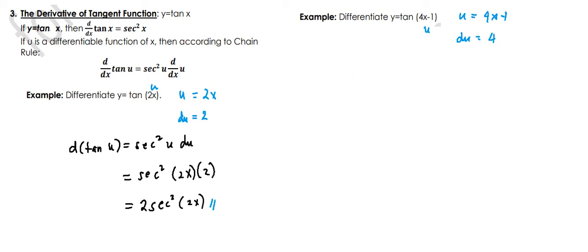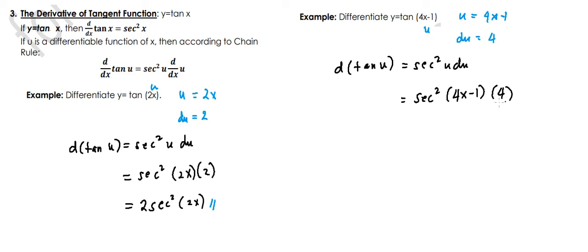Now, let's apply the formula. We have the derivative of tangent u is equal to secant squared u du. So, let's copy the secant squared, and then our u here is 4x minus 1, and our du is 4. So, let's rewrite this. We have 4 secant squared of 4x minus 1. So this is now our derivative.